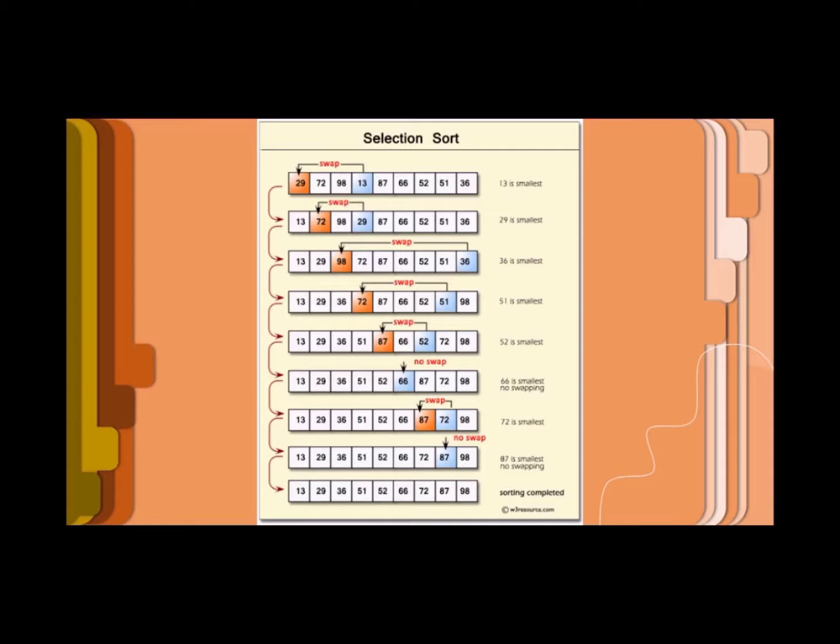So it scans, and finds 13 as the lowest value, so it swaps. The same in the second position: 13 is swapped into the first position, and the second position is 72. The same procedure, it scans again, looks for the smallest value and finds 29. So 29 is swapped with where 72 is.